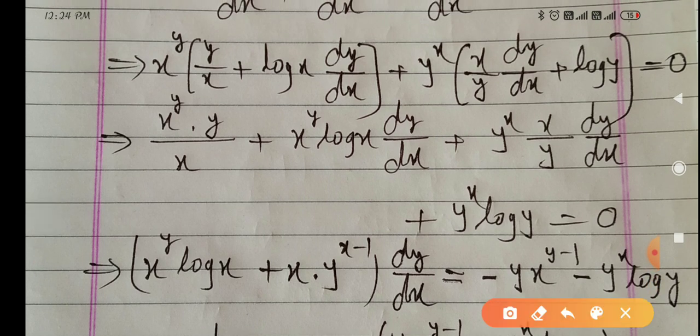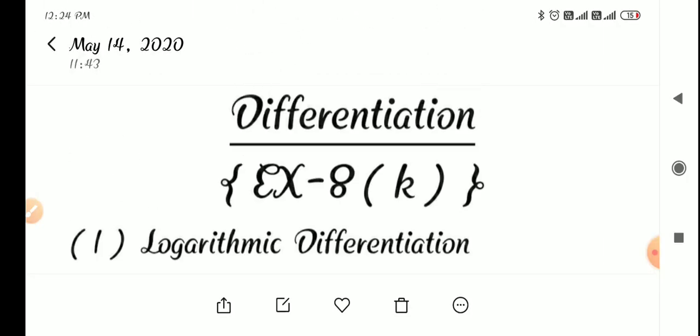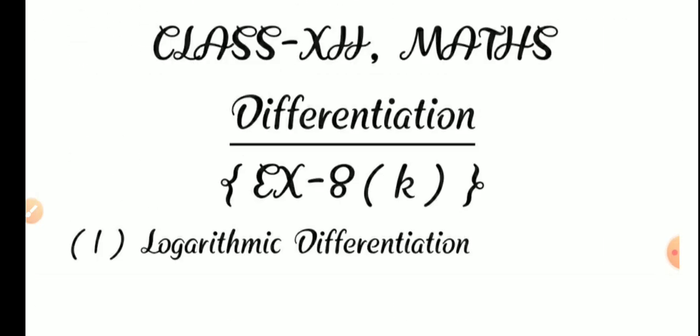If you see properly, then you will get this calculation. So like this, students, you can solve the remaining questions of exercise 8K. You can do the remaining questions of exercise 8K.